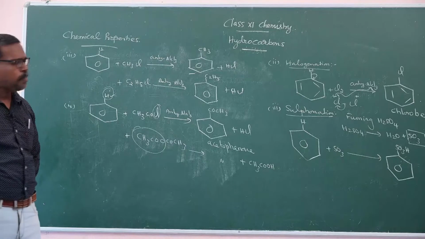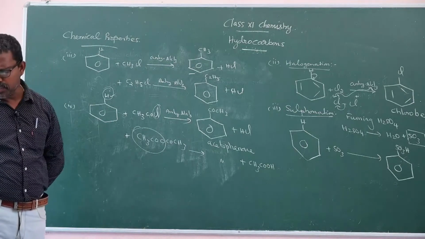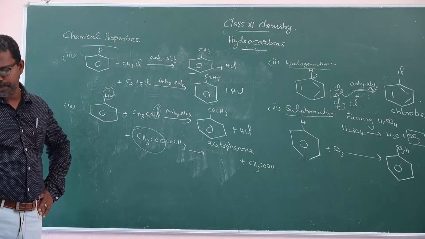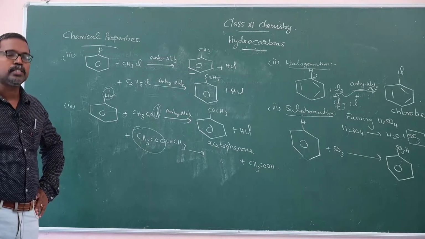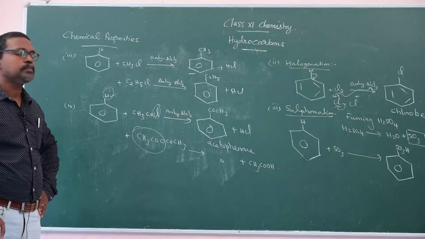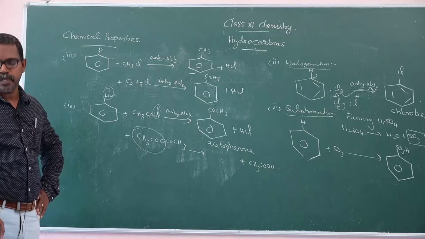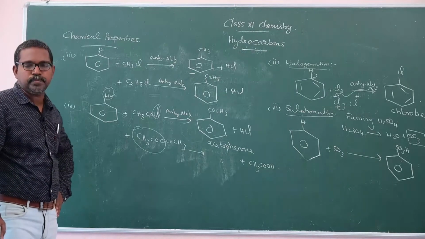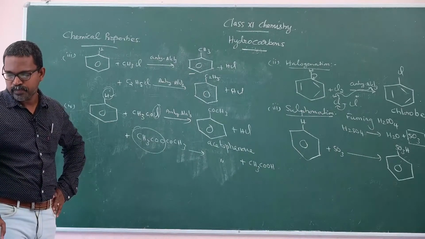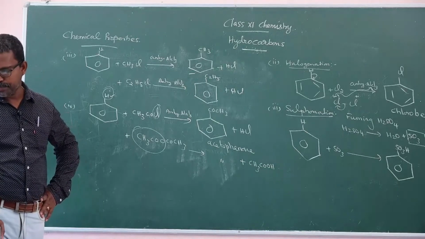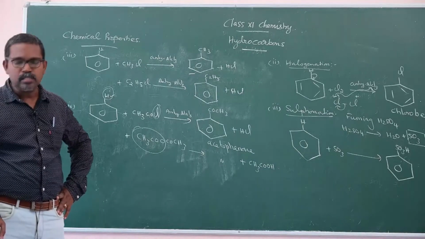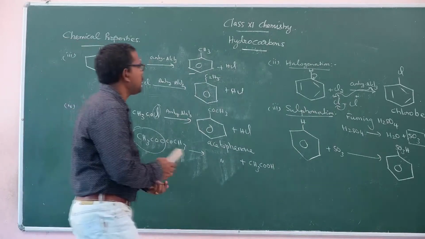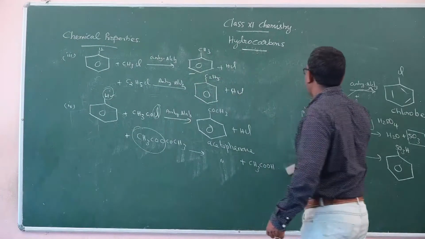Benzene reacts with excess of chlorine in dark conditions in the presence of anhydrous aluminum trichloride and gives hexachlorobenzene. Hexachlorobenzene is a substitution product formed.